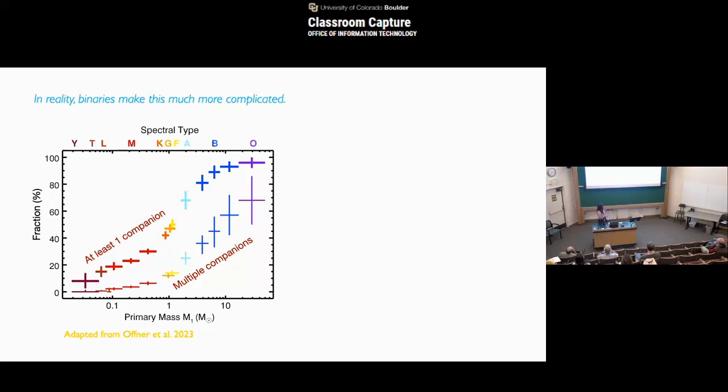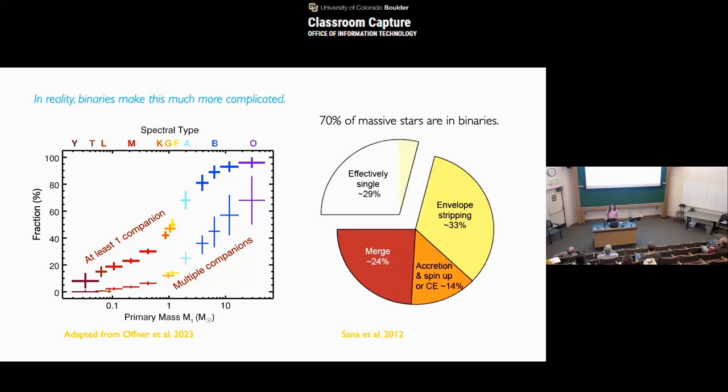So on this figure, the top curve shows the fraction of stars that have at least one companion. So for stars above 10 solar masses, in this massive star range, you can see that it's almost 100%. And the fraction of stars that have multiple companions is also pretty high. But it's been determined that maybe 70% of massive stars are in binaries that will interact in some way, whether that be merging, stripping, or accreting. So this is actually a huge effect in the evolution of massive stars.